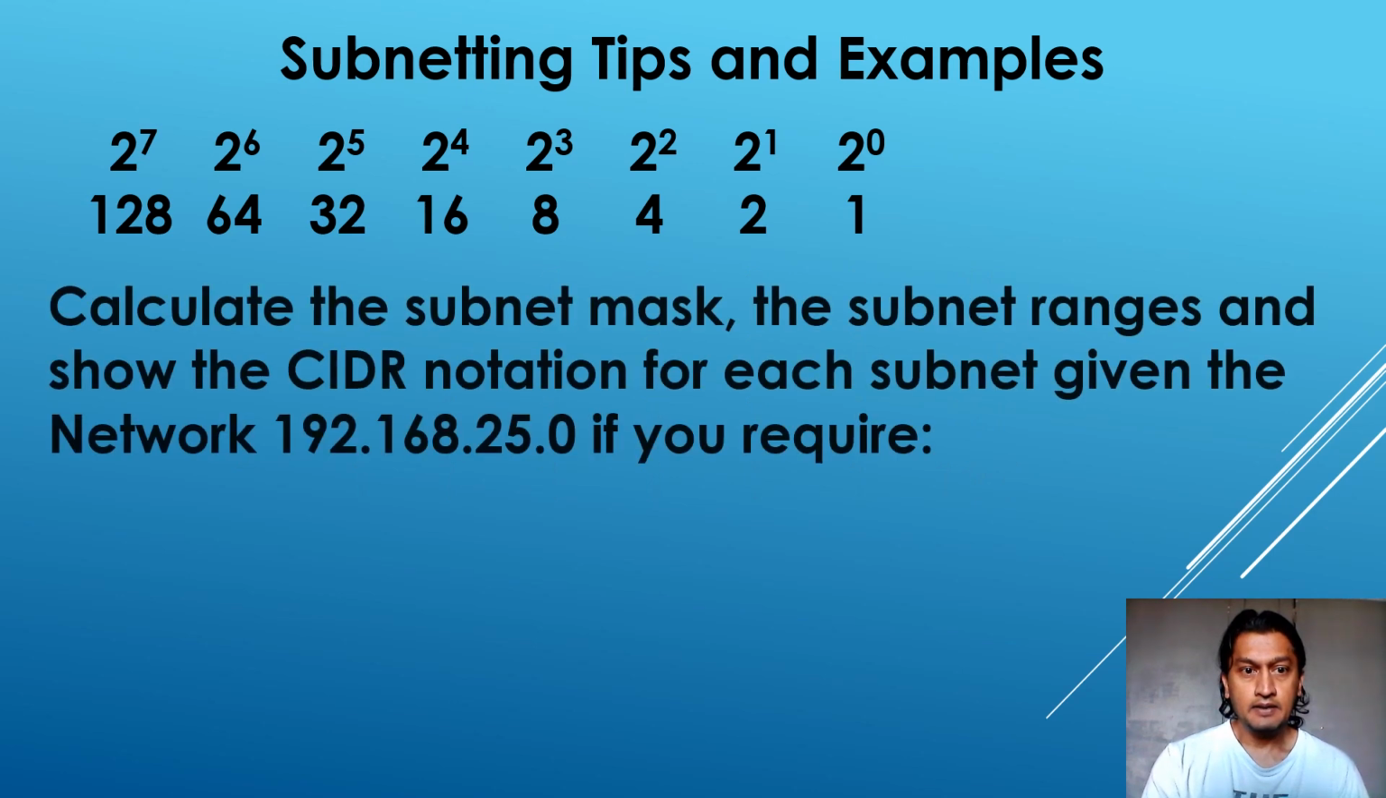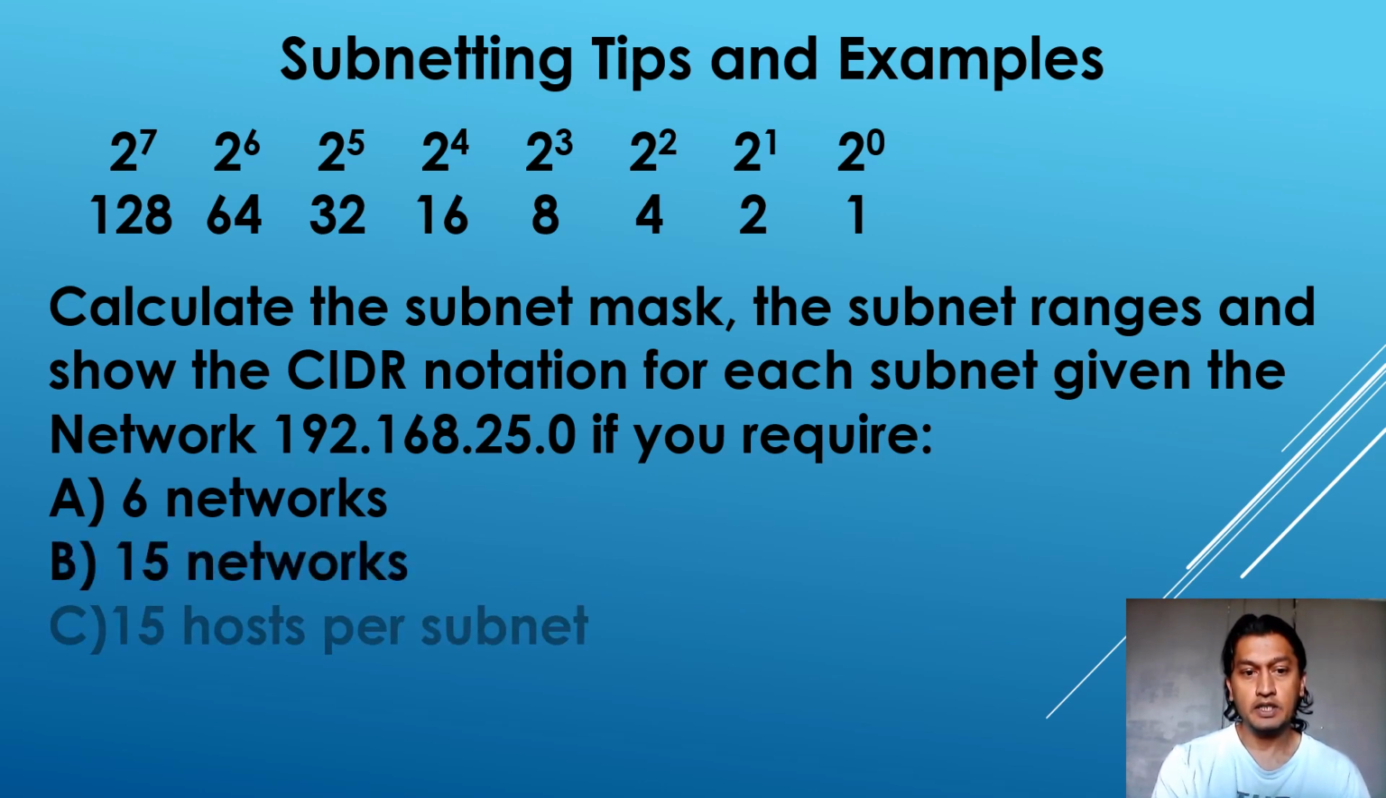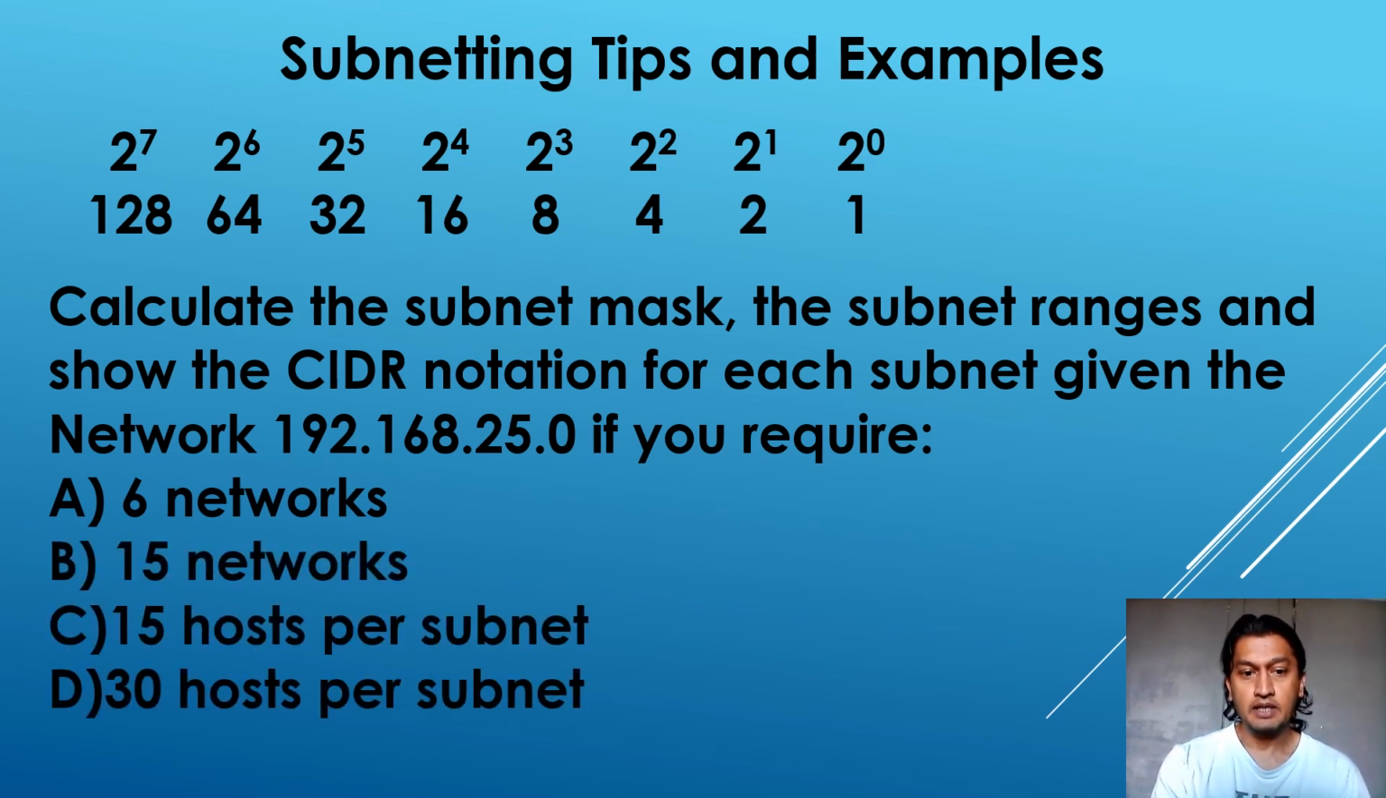On the next slide, we're going to calculate the subnet mask, subnet ranges, and show CIDR notation for each subnet, for a network 192.168.25.0. We're going to calculate this for 6 networks, 15 networks, 15 hosts per subnet, and 30 hosts per subnet. So what I'd like you to do is pause the video here, have a look at these examples, and try and work them out on your own.